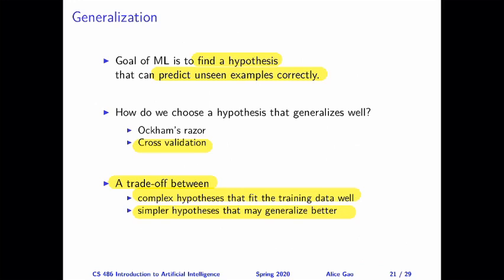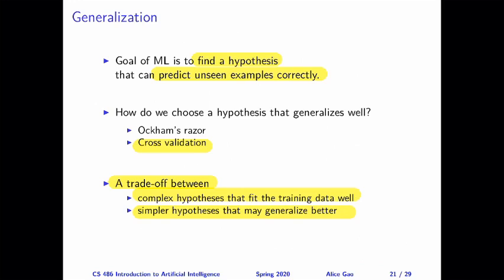At the end of the previous video, I talked about the overall goal of machine learning, which is that we want to find a hypothesis that generalizes well. In other words, we want to find a hypothesis that can predict unseen examples correctly. Achieving this goal is difficult, and one reason is that there is a trade-off we have to struggle with all the time. The trade-off is between complex hypotheses that usually fit the training data very well versus simpler hypotheses that may generalize better. So how do we find the sweet spot in between, find the hypothesis with the right complexity?